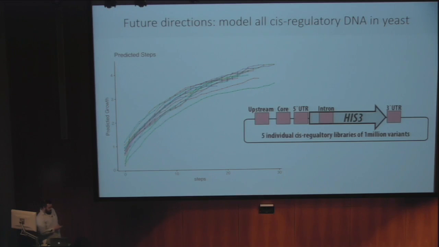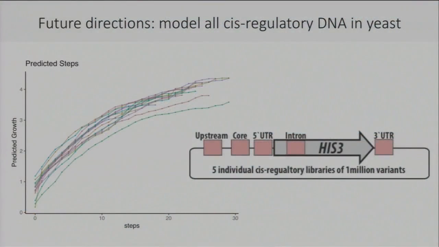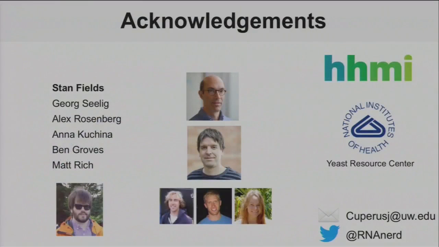And beyond that, what we will also be doing is doing this in other gene contexts. Like I showed before with Matt Rich's work with SOL1, that's the SOL1 promoter and the SOL1 gene. We actually have a 5' UTR library in the SOL1 promoter, and the selection there is in sulfur-limiting conditions. So we'll be combining these two genic libraries into a better model, hopefully. And with that, I'd like to thank Stan, our collaborators Georg, Alex, Ben, and Anna, and Matt Rich, who helped with the SOL1 data. Thank you.